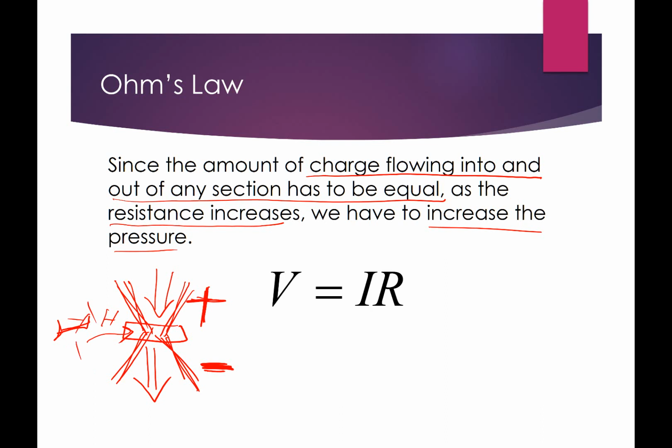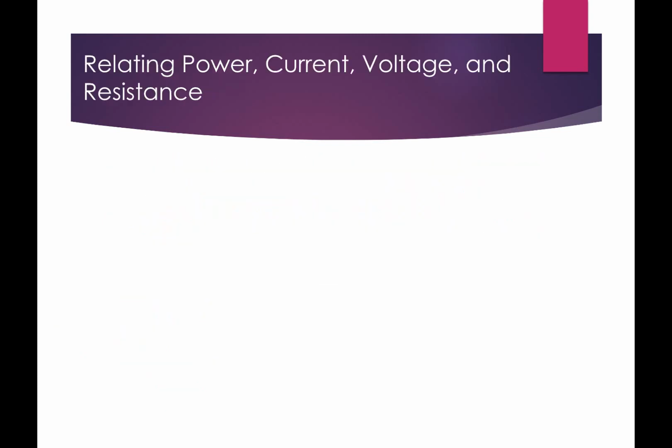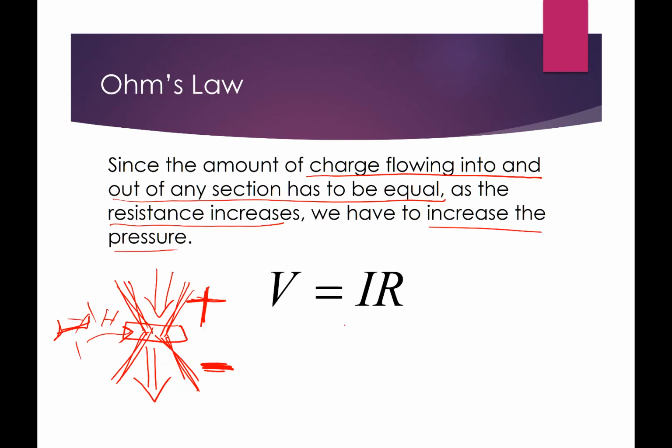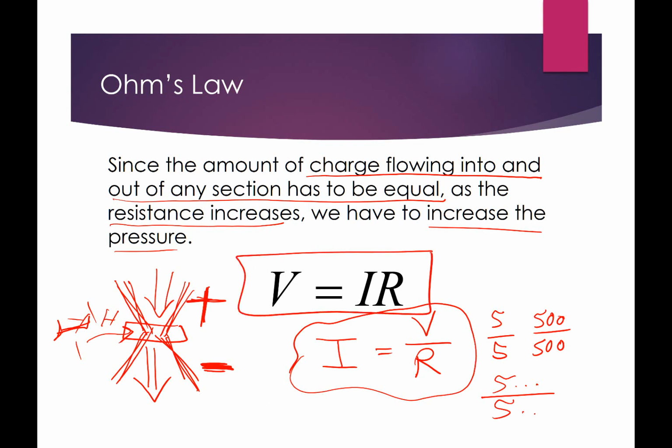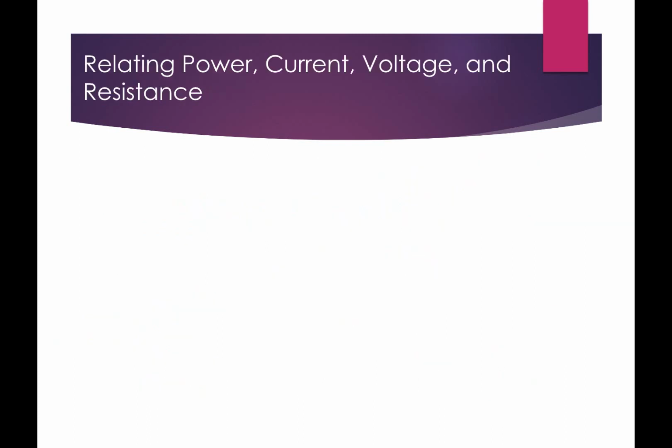So the way that we do this is we describe V being equal to IR. Basically, if you want the current to remain the same as you increase the voltage, you also have to increase the resistance. So for the I to stay the same, if the voltage is 5, then the resistance could be 5 if the current was 1. Or if it's 500, the bottom has to be 500. Or if it's 5 gazillion, the bottom has to be 5 gazillion. But generally, V equals IR is the way we see it written. V equals IR. So that's Ohm's Law.